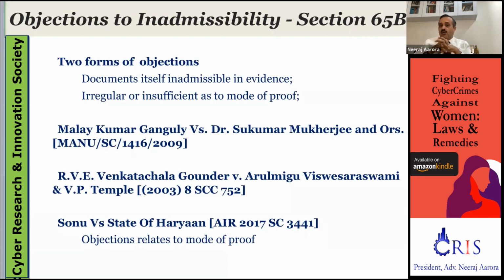Second is the objection as to the mode of proof. Mode of proof means objection regarding the authorship. For example, I can say that you are not competent to give a certificate under section 65B. I want to say that you are not in charge of the computer, so you cannot give a certificate. I want to say that this evidence has not been taken from this particular computer, so you are not competent to give a certificate under section 65B. This is the objection as to the mode of proof.